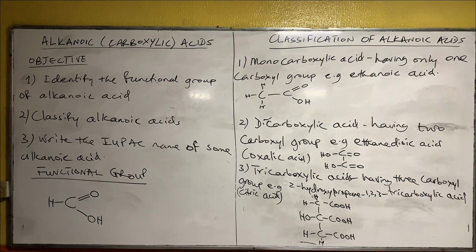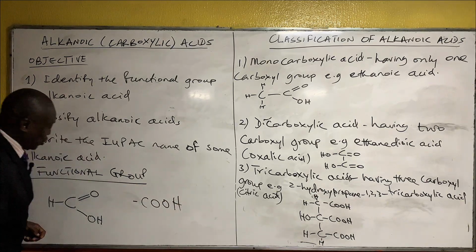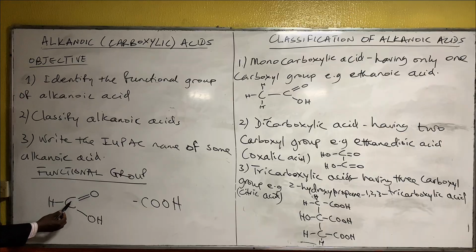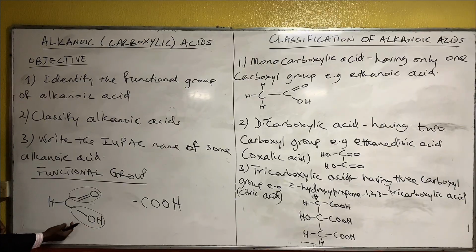The functional group of alkanoic acid is this. We normally write it as COOH. This carbon joined to a double bond oxygen, we call it a carbonyl group. So the alkanoic acid functional group has a carbonyl group. This is a carbonyl group, and this is the alkanol group, COH. So this constitutes the alkanoic acid. This one can be H or an alkyl group, depending.